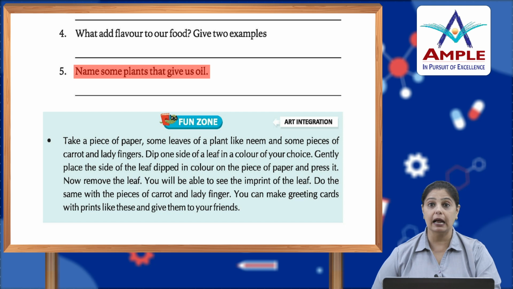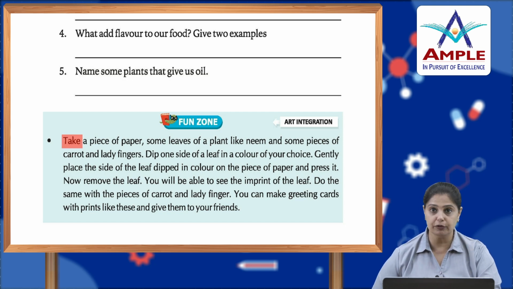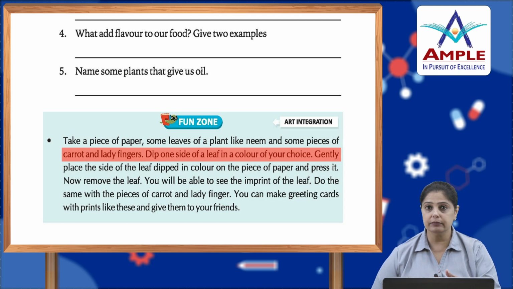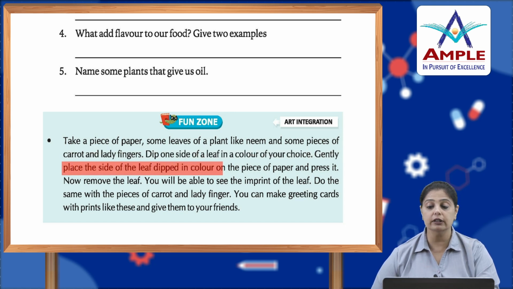Okay, now it's time for fun zone. Take a piece of paper, some leaves of a plant like neem and some pieces of carrot and ladyfinger. Now, what you have to do is dip one side of a leaf in a color of your choice. Pick up any watercolor, and then dip the leaf in that. Gently place the side of the leaf dipped in color on the piece of paper and press it.